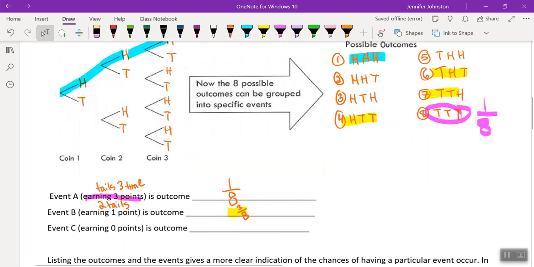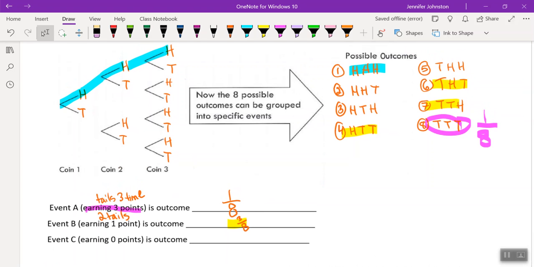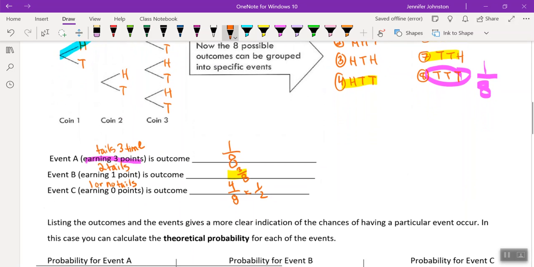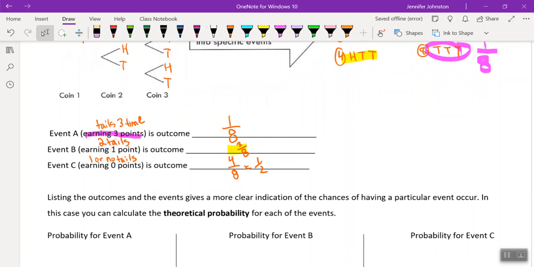And then lastly, what about earning no points? So not getting any points at all. Getting no points at all was 1 tail or no tails. So 1 or no tails, that's 1, 2, 3, 4. So that's 4 out of 8 or 50%. 50%, it's 1/2. So listing the outcomes and the events gives you a more clear indication of the chances of a particular event occurring. In this case, you can calculate the theoretical probability for each event.